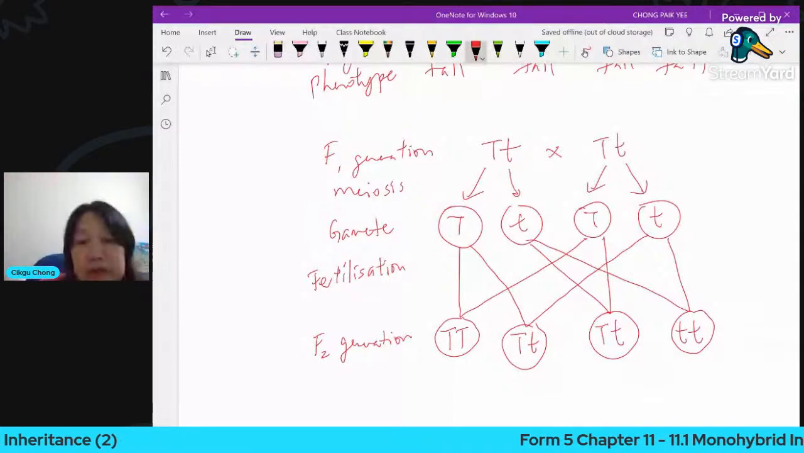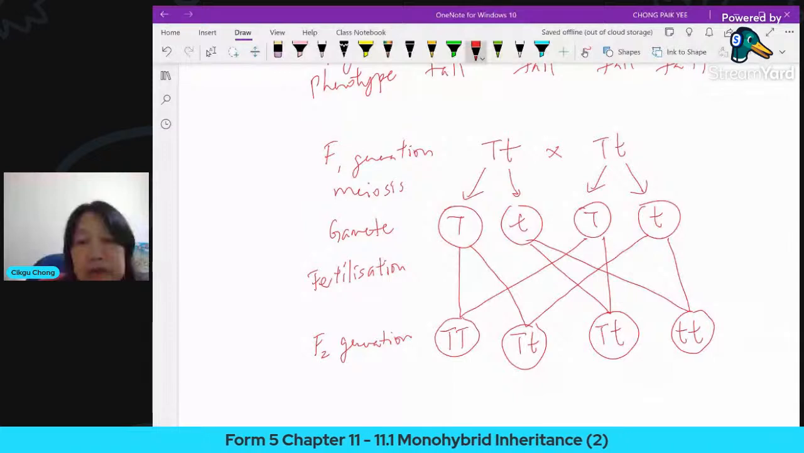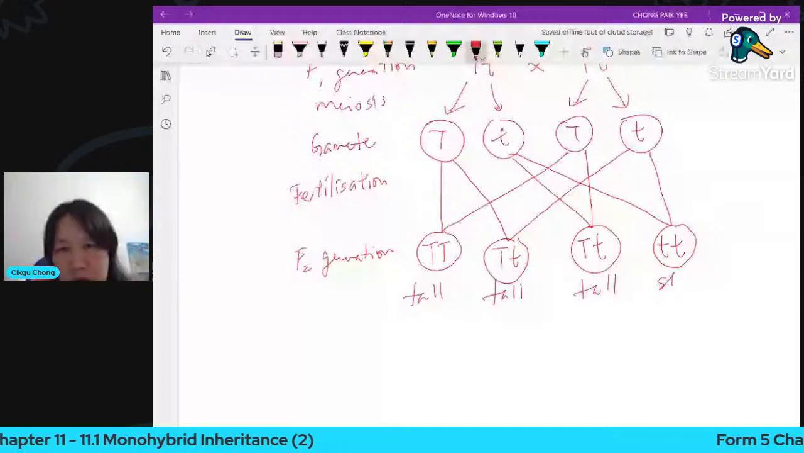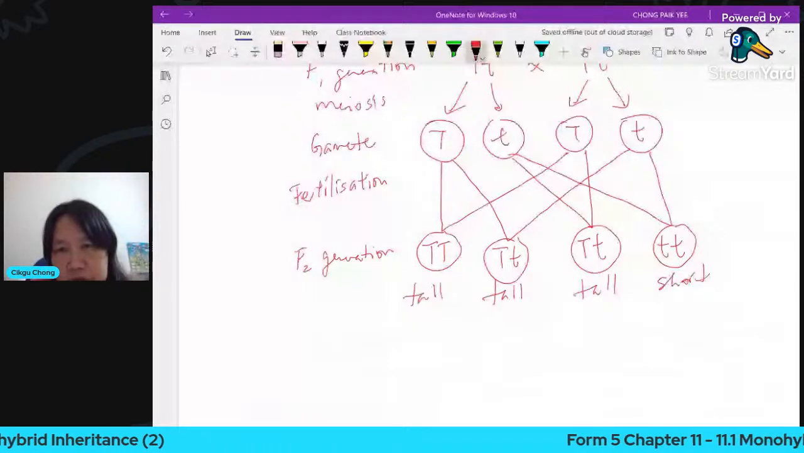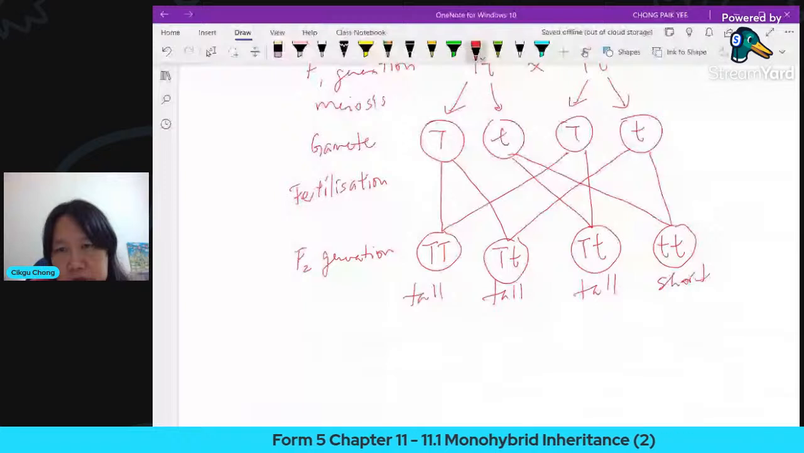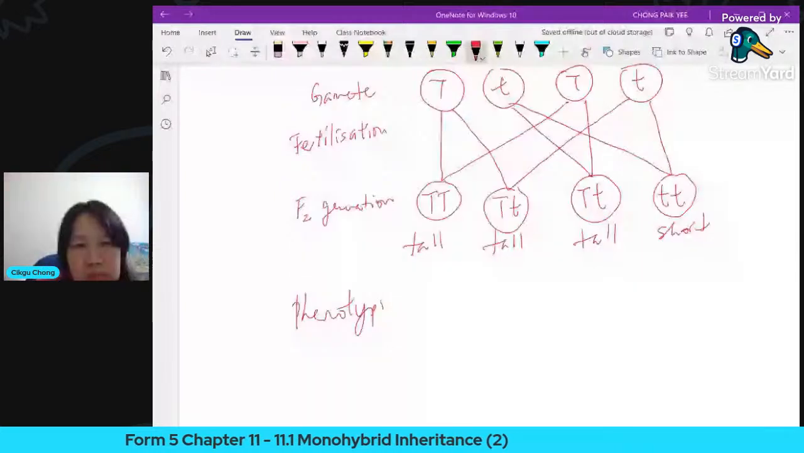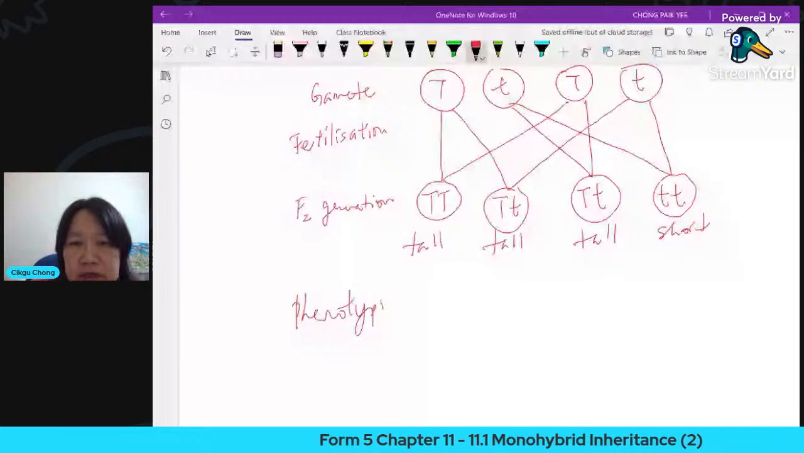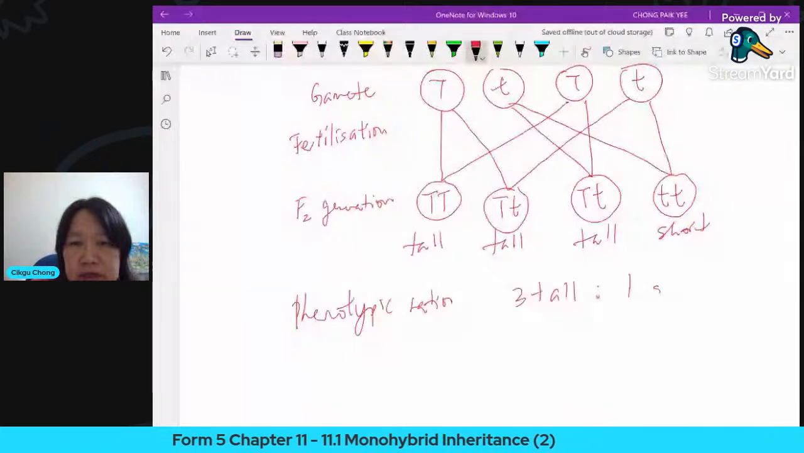This is already the genotype. All the symbols are already the genotype. So you write here your tall, tall, tall, and short. So here your phenotypic ratio. If the question asks you for phenotypic ratio, you put 3 tall, 1 short. Two dots here, ratio, always 2 dots. 3 talls, 1 short.